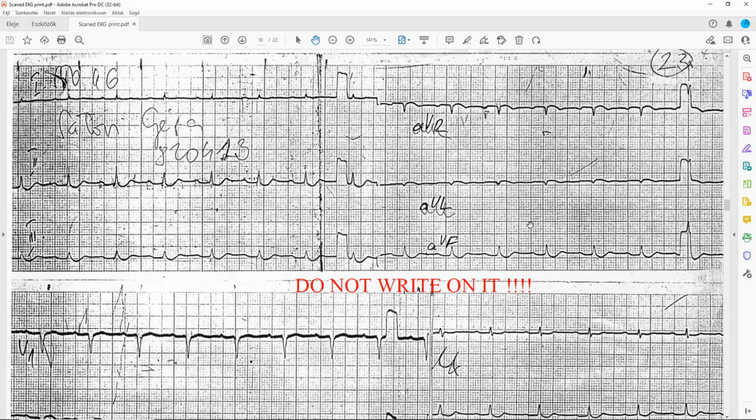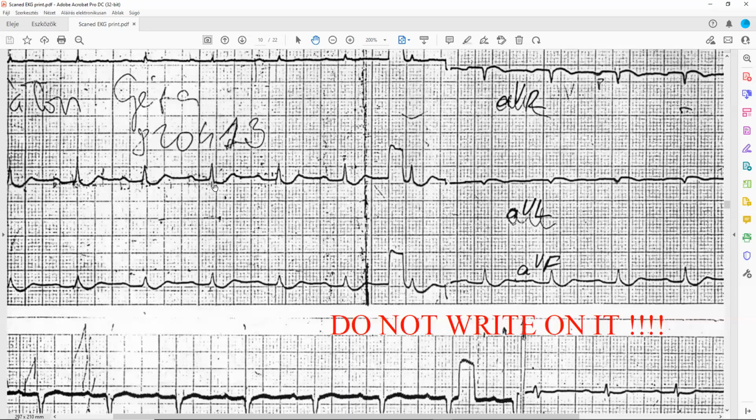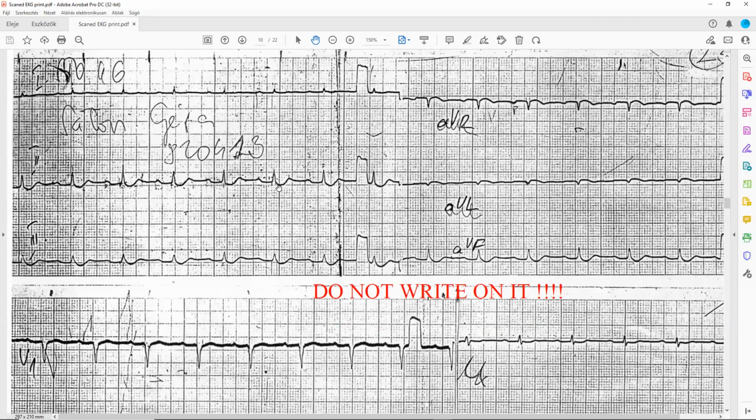What about the QRS, is it wide? No, it's not wide. It's 2 millimeters, 2 boxes. It's not wide. Okay. What about the axis?